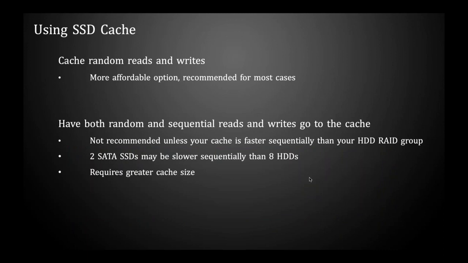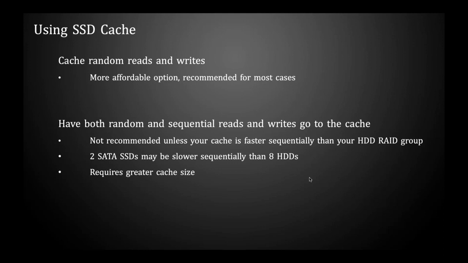So there's two main ways to use cache. One way is you can have the cache handle your random reads and random writes, because SSDs are orders of magnitude better than HDDs for random reads and random writes. And then you can have your HDDs still handle your sequential reads and writes. That's the more affordable way, and that's probably the most common way.